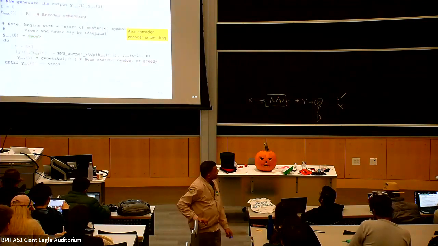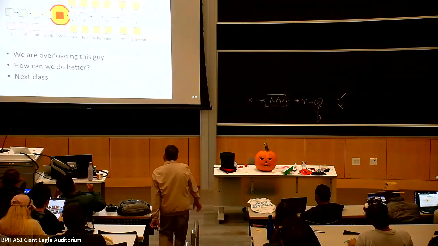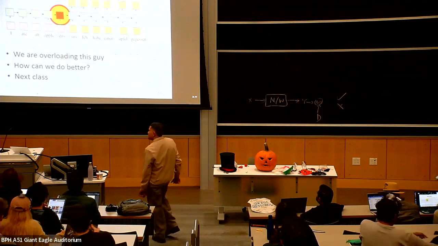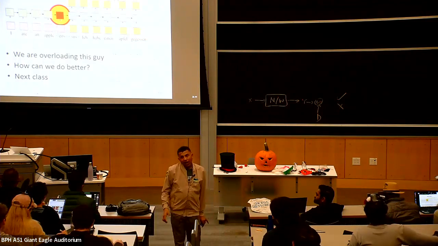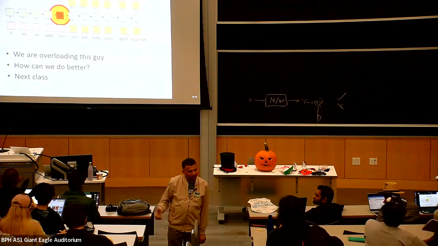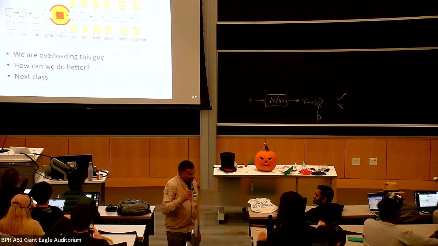I'll stop here. The issue here is that we're overloading that one guy, right? The simple model kind of works really well, but only for short inputs. How do we generalize for larger inputs? We'll deal with that in the next class, guys.